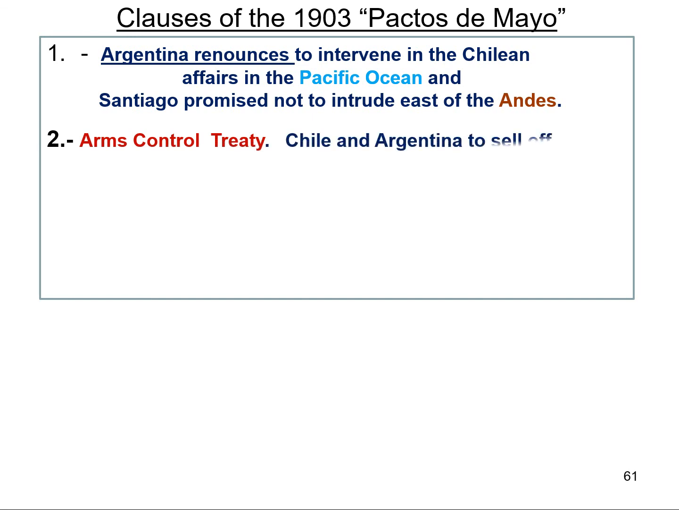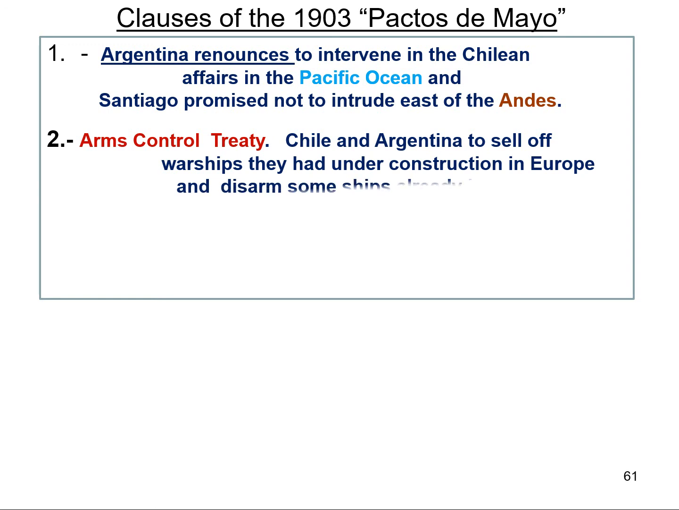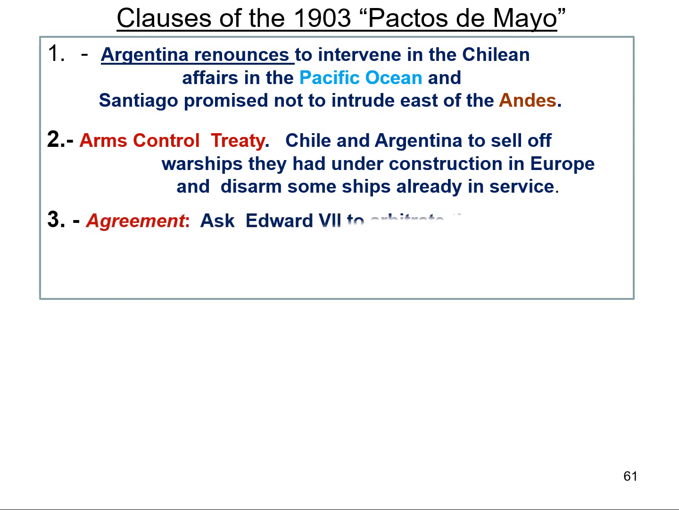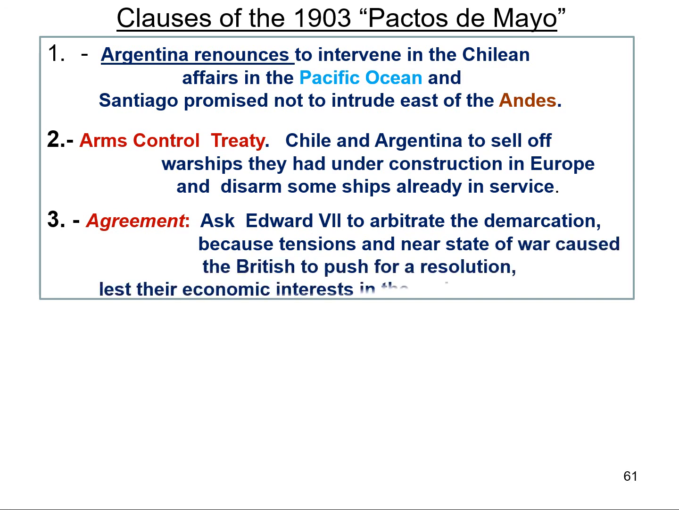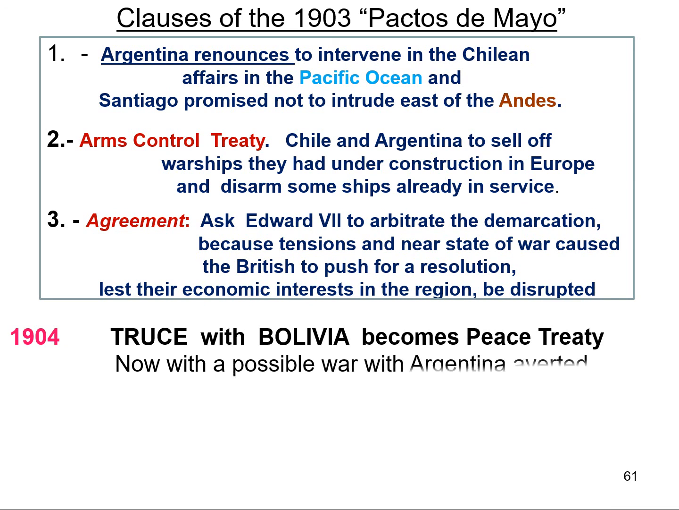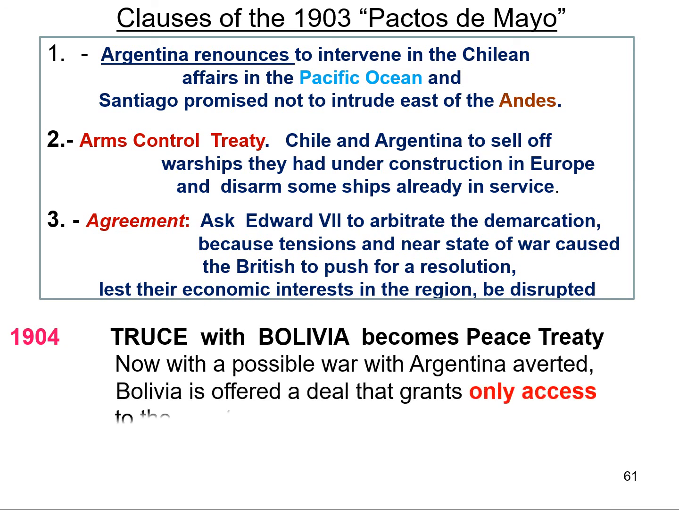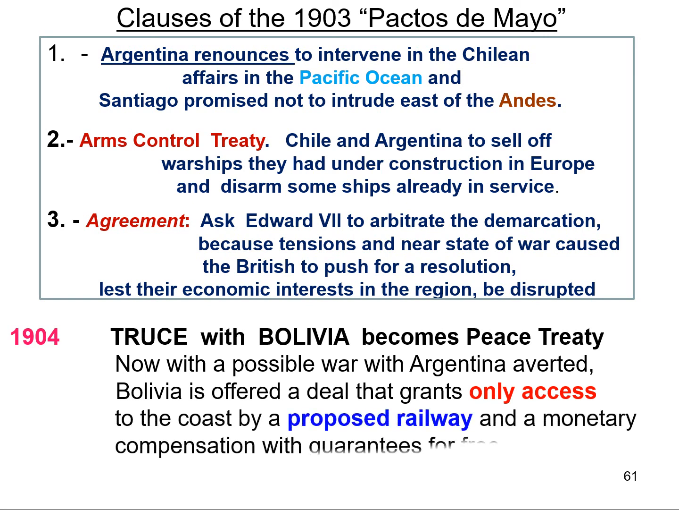2. The Arms Control Treaty states that Chile and Argentina are to sell off warships they had under construction in Europe and disarm some ships already in service. And 3, there was an agreement to ask Edward VII to arbitrate the demarcation, because tensions and near state of war caused the British to push for a resolution, lest their economic interest in the region be disrupted. In 1904, a truce with Bolivia becomes a peace treaty. Now, with a possible war with Argentina averted, Bolivia is offered a deal that grants only access to the coast by a proposed railway and a monetary compensation with guarantees for free commerce.